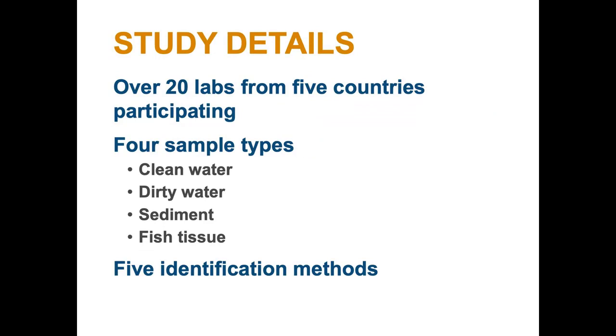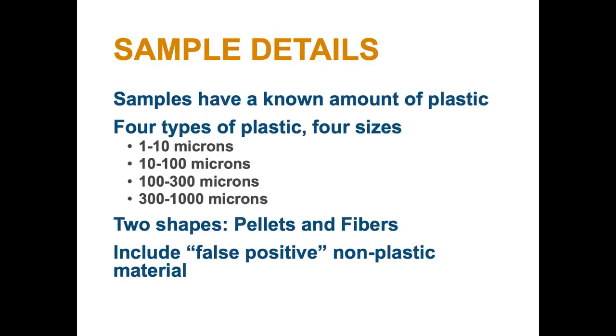So some of our details, we've got more than 20 labs participating. We've got four different matrices that we're looking at. So we're going from something relatively clean to something that would be considered dirty or hard to extract microplastics from, such as sediment or fish tissue. And we've got five different methods. You saw Chelsea put up a slide of some of the different methods. The methods range from something as simplistic as a stereoscope, where you're identifying things that look like microplastic and counting them, all the way up to Raman or pyrolysis GCMS, where you're actually identifying the polymer type.